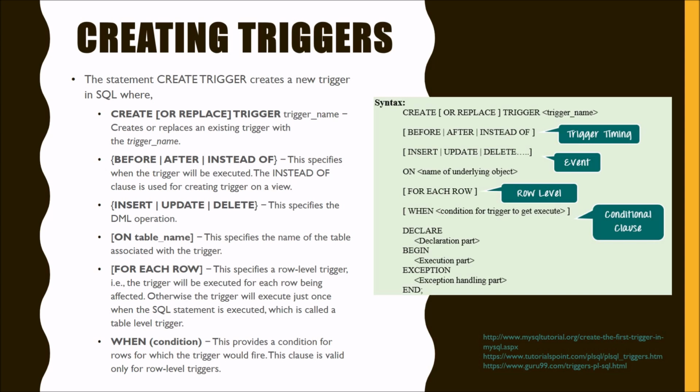Then we can specify when the trigger will be executed, using before or after a certain event. We can also use the instead of clause to create a trigger on a view. After this, we specify the database manipulation statement using insert, update, or delete. We can then specify the name of the table this particular trigger is associated with using on, followed by the table name, and we can also specify for what rows the trigger will affect. Otherwise, the trigger will just execute once when the SQL statement is executed.